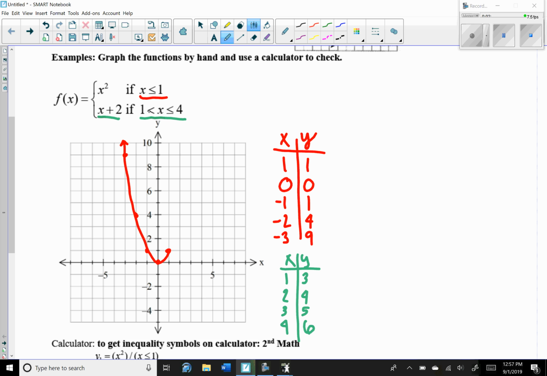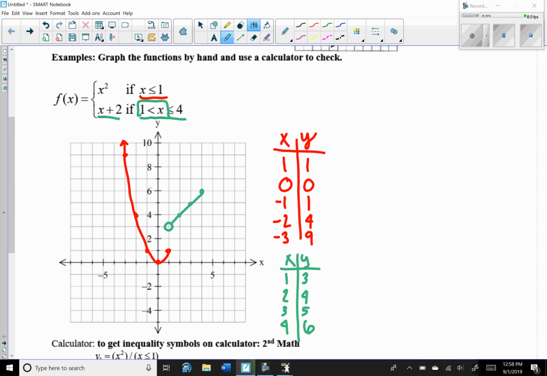So for our first part of our transition point, x is greater than 1, so there is no equal there, which means we have an open circle at the point 1, 3. And then we have 2, 4, and then 3, 5, and 4, 6 is closed because it's less than or equal to. And you would use your ruler to draw the straight line. So this is the graph of my piecewise function.